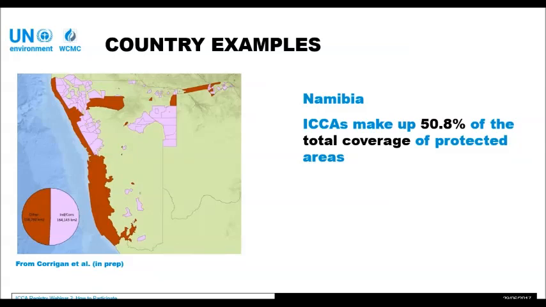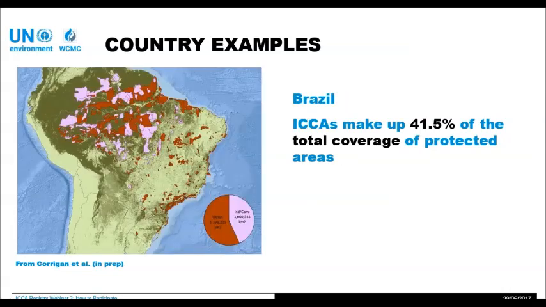The second example is Namibia. In this country, ICCAs make up over half of the total area of protected areas. As you can see from the map, it can also be concluded that they're contributing to the overall connectivity of the protected area network in the country. The final example is Brazil, where ICCAs make up over 40% of the total area covered by protected areas.